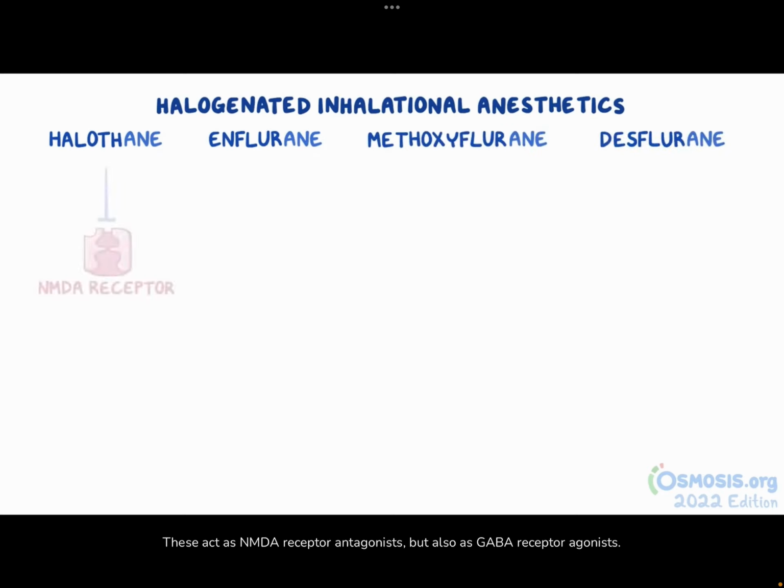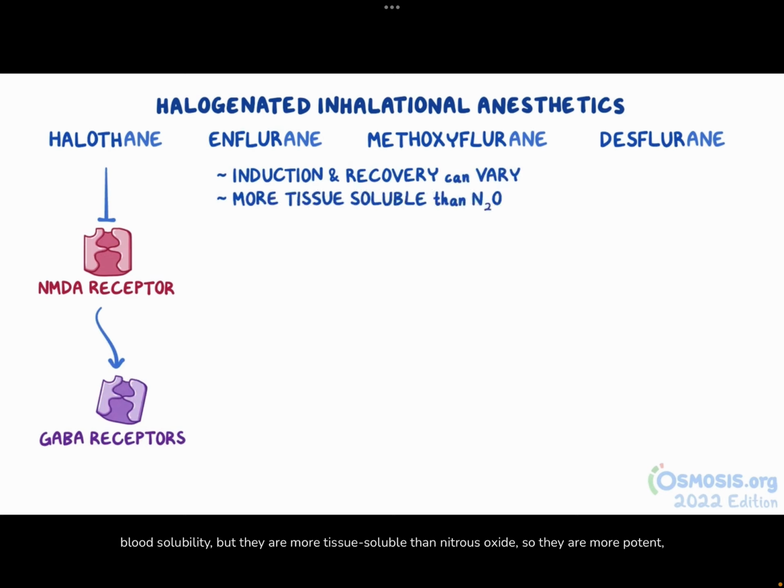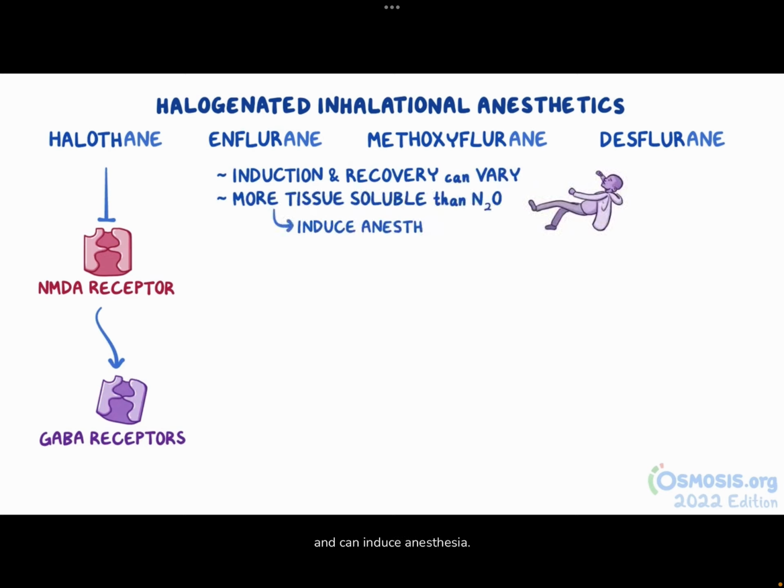Next, we have the halogenated inhalational anesthetics, and their suffix is -ane. Common medications in this class include halothane, enflurane, methoxyflurane, and desflurane. These act as NMDA receptor antagonists, but also as GABA receptor agonists. Induction and recovery from anesthesia can vary, since these medications have different blood solubility, but they're more tissue soluble than nitrous oxide, so they're more potent and can induce anesthesia.